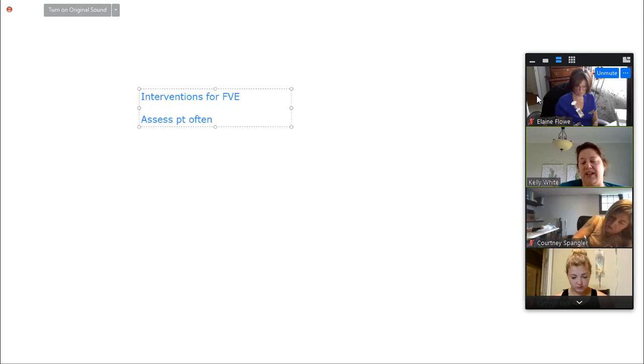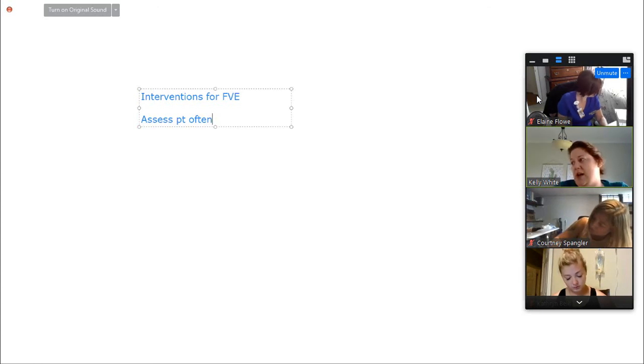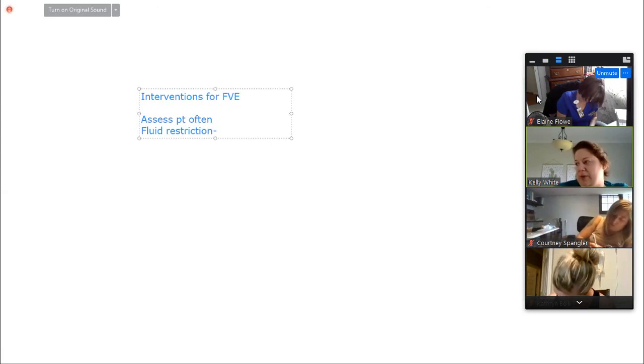So with that patient, we're going to assess them often. We're going to be checking their respiratory status very often, because these patients are at risk for heart failure from holding on to too much fluid. These patients may be on a fluid restriction. We're going to limit their fluids to 1,000 to 1,500 mLs a day, typically.